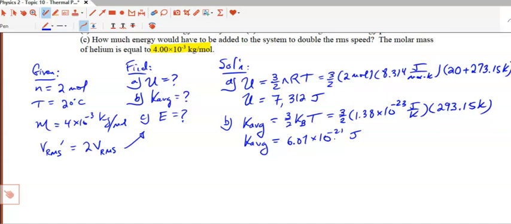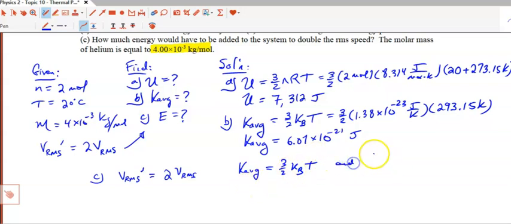Let me scroll down to get a little bit more space. We are asked to find the amount of internal energy, or energy, that needs to be added to the system such that the new RMS speed, called v prime here, is twice the old RMS speed. You may recall that the average kinetic energy is given by 3/2 Boltzmann constant times temperature, but kinetic energy is also given by 1/2 the mass times the RMS speed squared. That's just the kinetic energy formula.